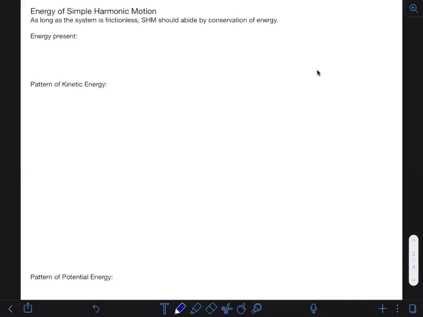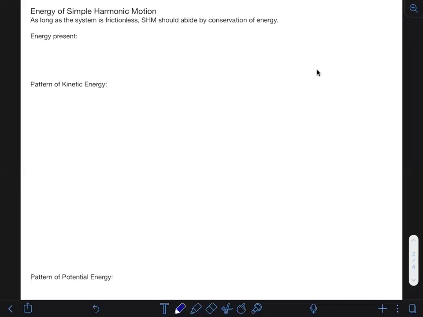So now that we've defined simple harmonic motion, let's talk about the energy that's associated with a system that is engaging in simple harmonic motion. Now, I will put the qualification that as long as our system is frictionless, which will always be true in AP Physics 1, but you should always read the problem and ensure that yes, the system is frictionless. But as long as that is true, simple harmonic motion should abide by conservation of energy.